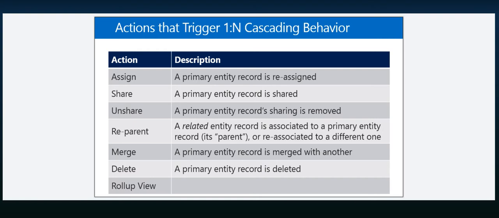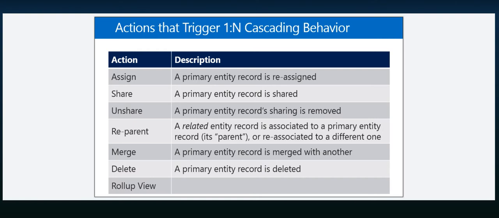Then, if we have cascading assign, that means that all of the contacts associated to that account will be assigned to the new owner of the account record. The same if I share the account record to somebody who does not have access to it. That means all the contacts will also be shared with the person whom the account was shared with. The same thing goes for unshare.